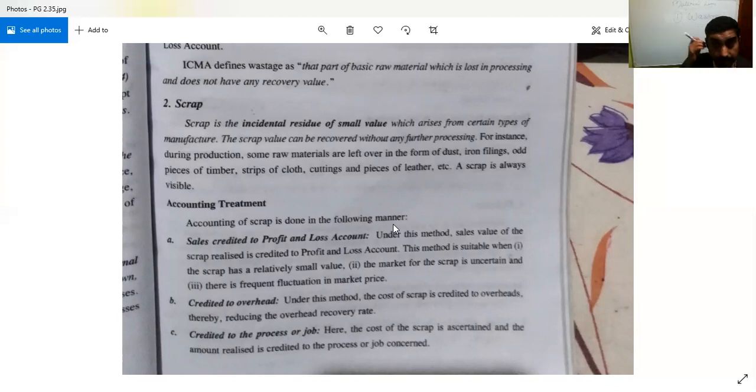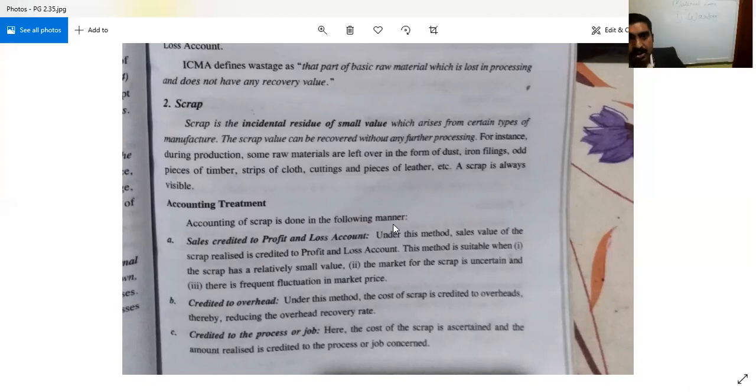ശരിയായ രീതിയിലല്ലാത്ത ഇതിൽ വരുന്ന ഇതിന്റെ മെറ്റീരിയൽ, അതായത് ടിമ്പറിന്റെ ആണെങ്കിലോ ഓൾഡ് പീസസ് ഒന്നിനും യൂസ് ചെയ്യാൻ പറ്റില്ല, പിന്നെ നമ്മളത് വിറ്റ് കളയാനേ നിവൃത്തിയുള്ളൂ. Strips of cloth, cuttings and pieces of leather, etc. Such scrap are visible in nature also. So scrap is the incidental residue of the small value that arises from certain types of manufacture. ചില പ്രൊഡക്ഷൻ പ്രോസസ്സിൽ കൂടി ഉണ്ടാകുന്ന ഒരു നഷ്ടമാണ് സ്ക്രാപ്പ്. അത് വിറ്റ് കഴിഞ്ഞാൽ അതിന് ഒരു വാല്യൂ ഉണ്ട്, പക്ഷെ ഒറിജിനൽ മെറ്റീരിയലിന്റെ അത്രയും വാല്യൂ കിട്ടില്ല എന്നുള്ളതേ ഉള്ളൂ.